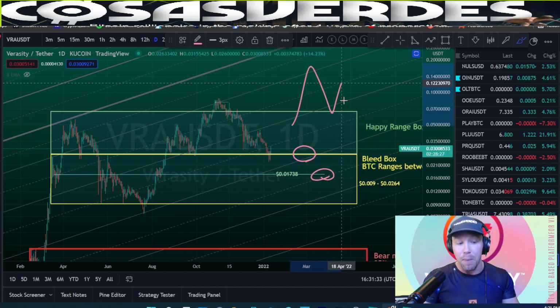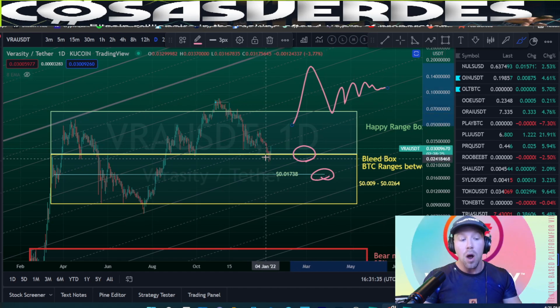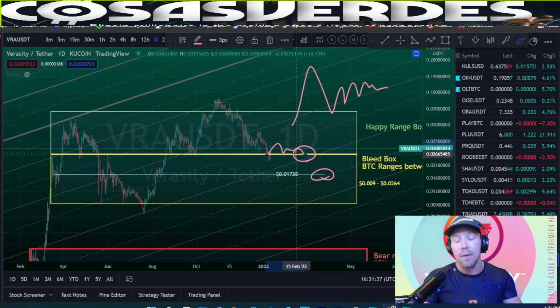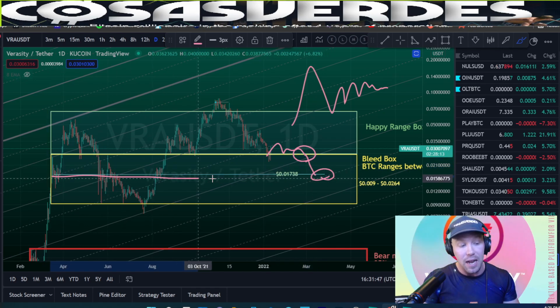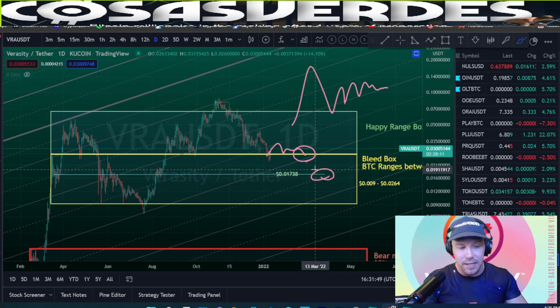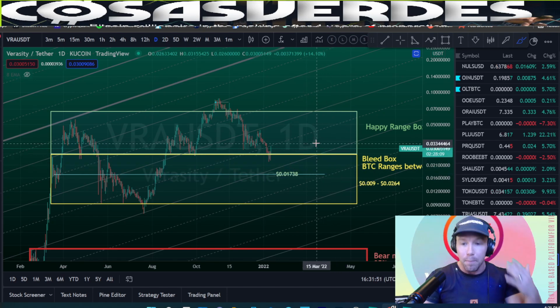So if Bitcoin keeps bouncing around like this, doesn't do anything, altcoins will bleed and bleed and bleed. And the next time, for example, if Bitcoin gets back down to 40K after having hit, let's say 48K or whatever the case, 44K, you might find Verasity down here at the middle of the next box. Am I making sense here? So watch out for that bleed effect. It could easily happen.